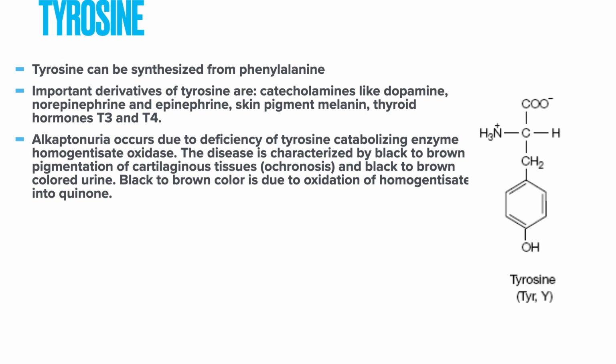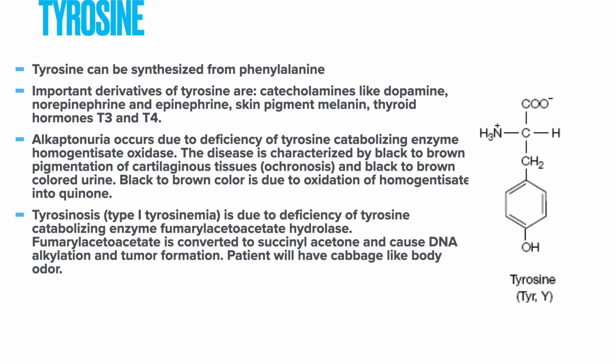disease there is accumulation of homogentisate in cells, and the homogentisate will auto-oxidize into a quinone derivative, which has a higher affinity for cartilaginous tissue, and the quinone has a brown to black pigment, and quinone, wherever it is present, will discolor the tissue including the body fluids. That means urine will have a brown to blackish pigmentation in alkaptonuria patients.